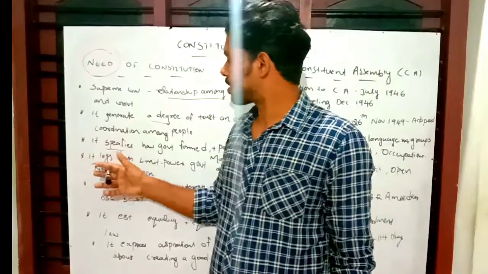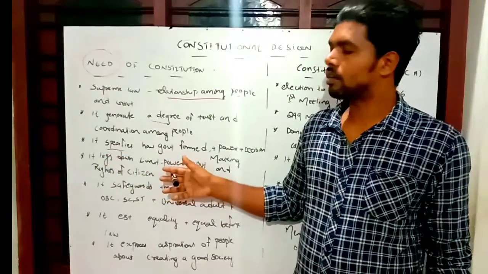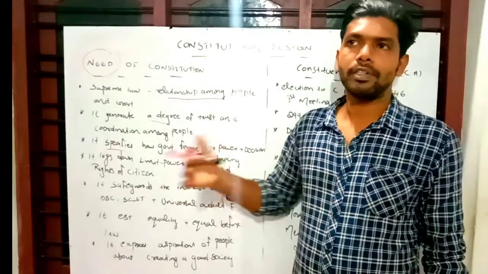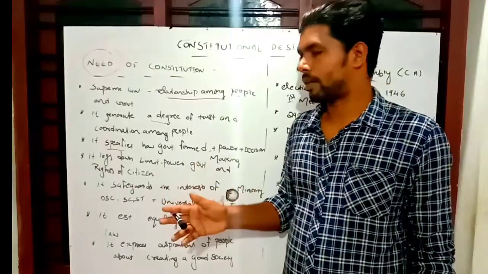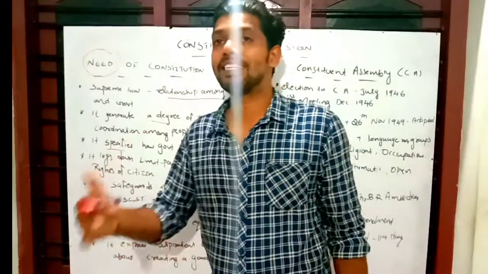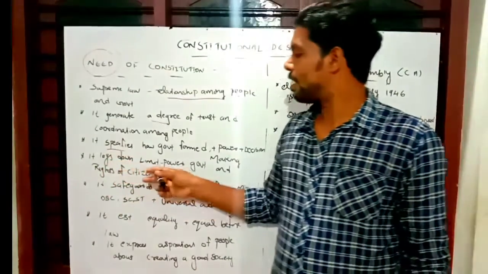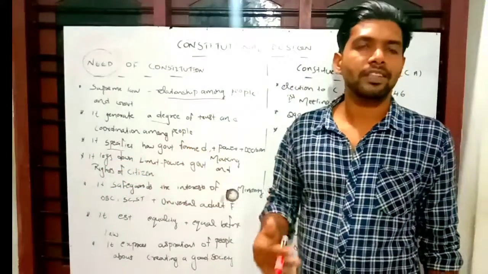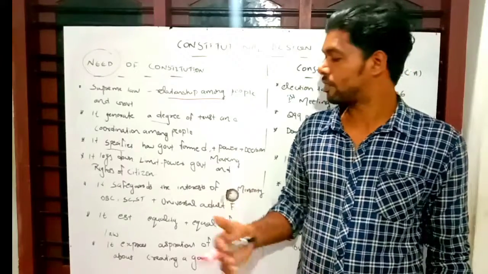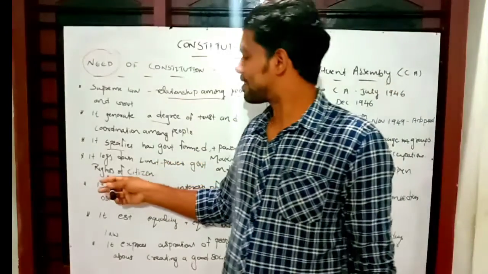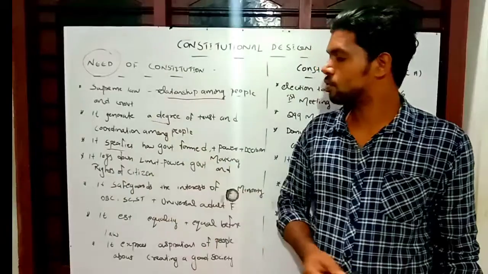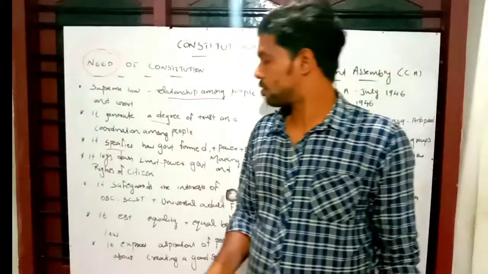And third need: it lays down the limits of the power of the ruling government, and the rights of the citizens, which are deeply discussed in our constitution. Once again, it lays down the limit of the power of the ruling government and the rights of citizens, which are guaranteed by the constitution.